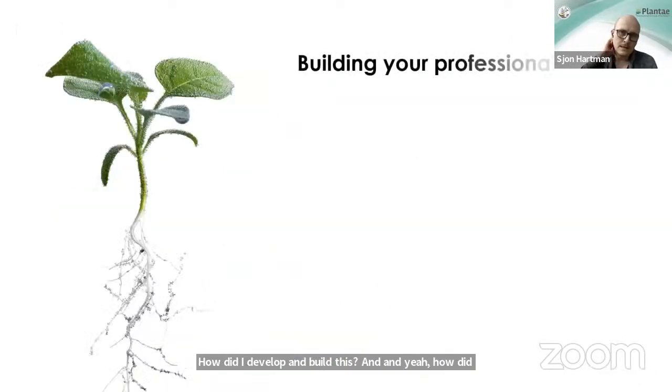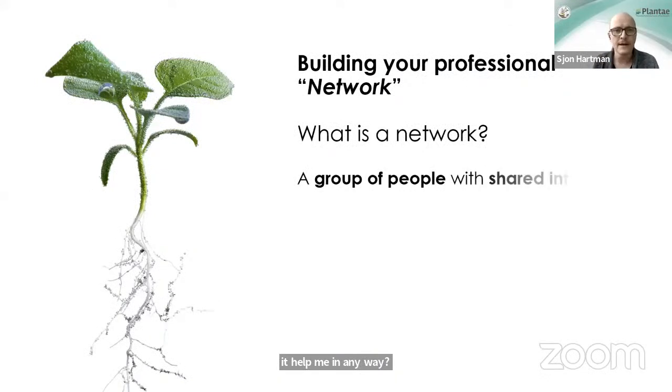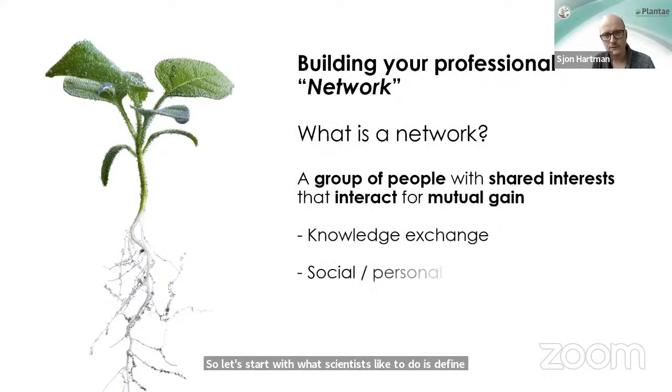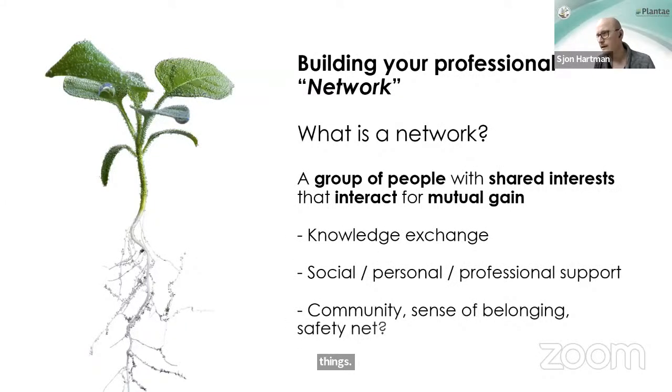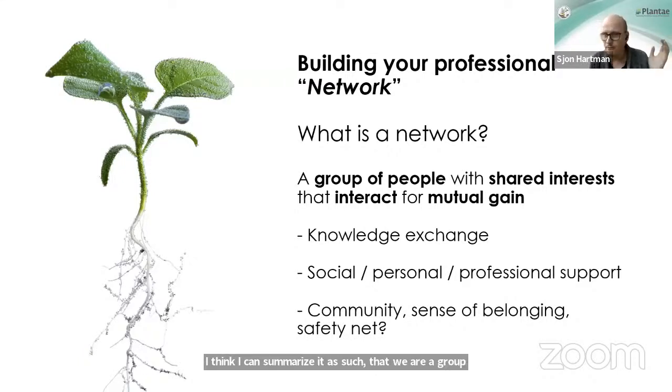So let's start with what scientists like to do, which is define things. What is a network? I tried to find some definitions, and I think I can summarize it as a group of people who share certain interests and interact regularly through email, social media, in person, maybe via the phone, for mutual gain. Interaction may at one point in time not be mutual from both sides, but over time it is hopefully mutual, else this would not be a network or a professional relationship that you have built, right?